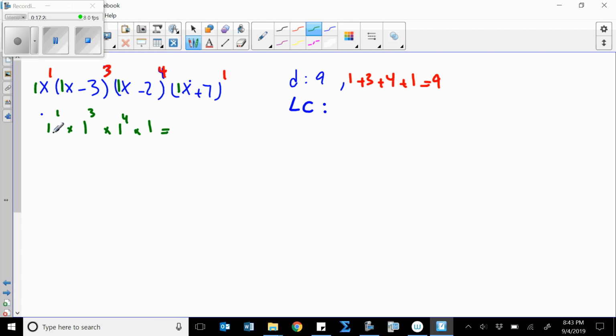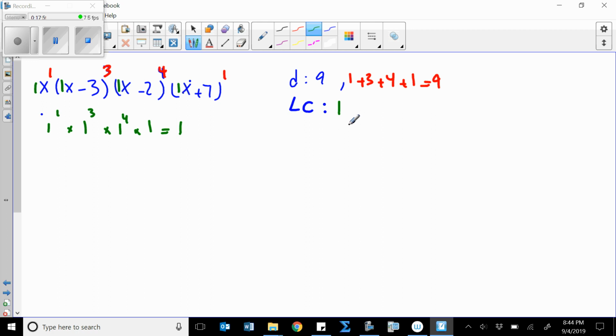In this case, since everything is 1, 1 to the power of anything is 1, and multiplying by any 1 is again 1. So the leading coefficient is 1. So the rule is to take the leading coefficient, raise it to the powers, and multiply them. But usually on your assessments, we're going to see examples like this that have all ones as the coefficients.